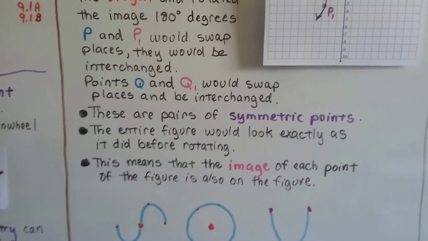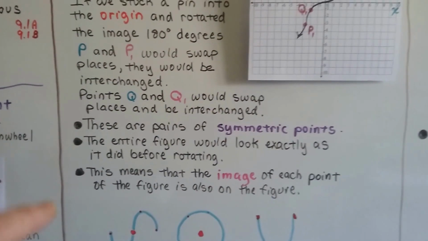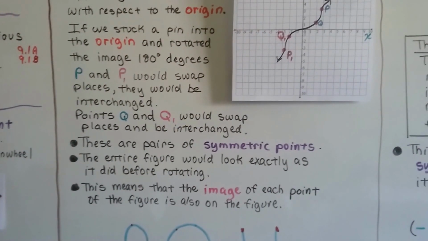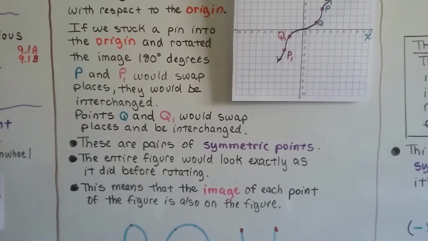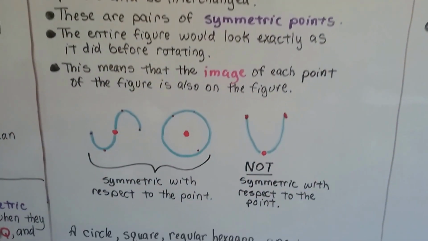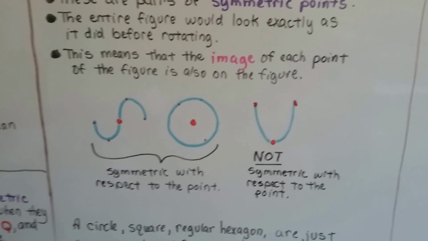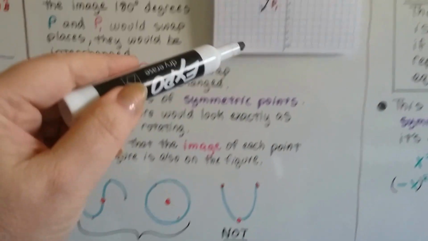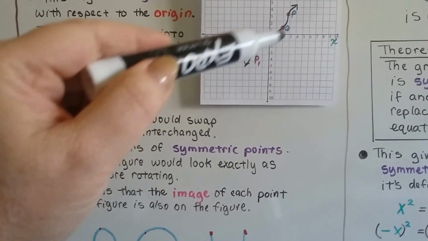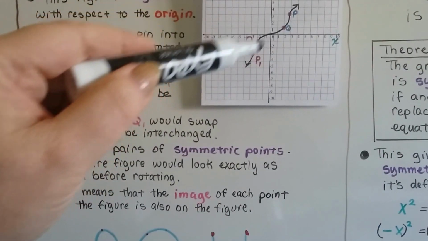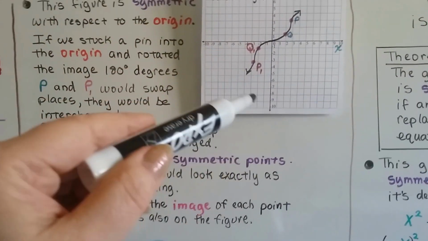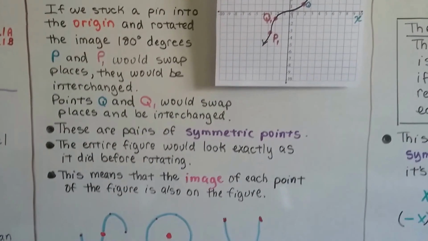These are pairs of symmetric points. The entire figure would look exactly as it did before rotating, and this means that the image of each point of the figure is also on the figure. This means that the image of P sub 1 is on the figure, see? Because when we spun it around 180 degrees, they interchanged.